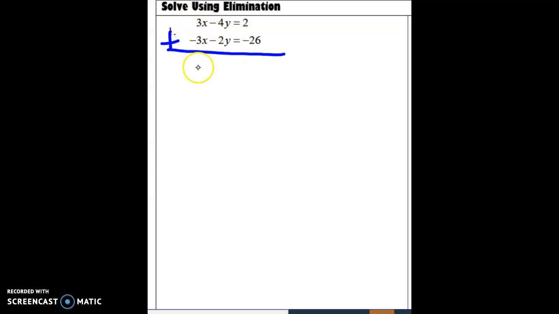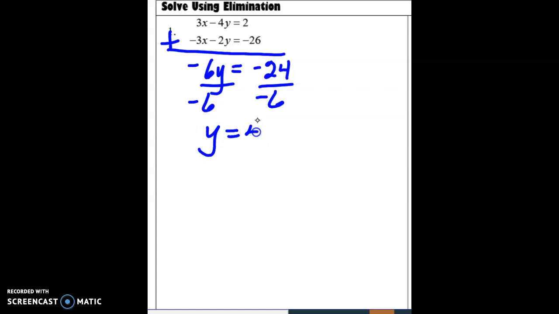So when we add these together, be careful of the signs. Negative 4 plus negative 2 is negative 6y. We're just combining like terms. And 2 plus negative 26 is negative 24. We're going to divide both sides by negative 6. And I get y is equal to 4. That's one of our answers. That's all there is to that part of the problem.